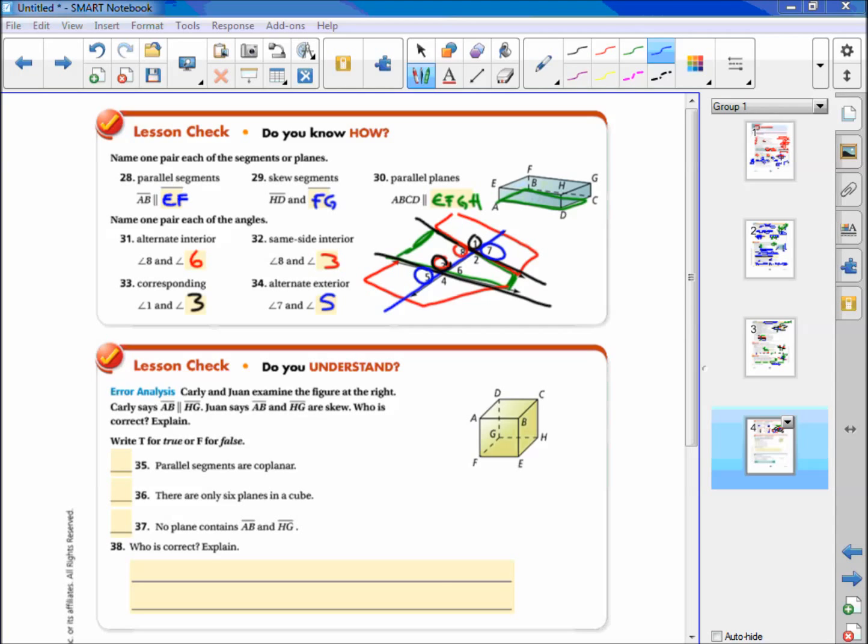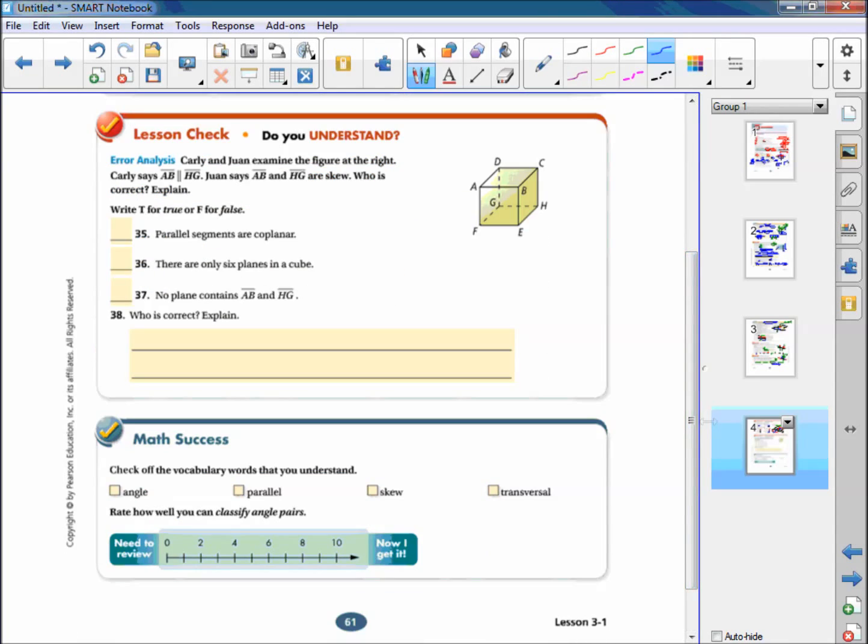Lesson check. Do you understand now? Carly and Juan examine the figure at the right, and Carly says that AB, that's this one, is parallel to HG. Okay. And Juan says AB and HG are skew. So the question here is who's correct? Clearly these aren't going to cross, so all we need to know is are they in the same plane or are they not in the same plane? Okay, and that's what's important here.